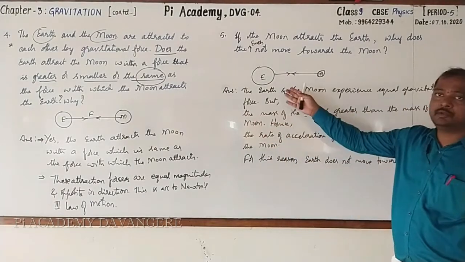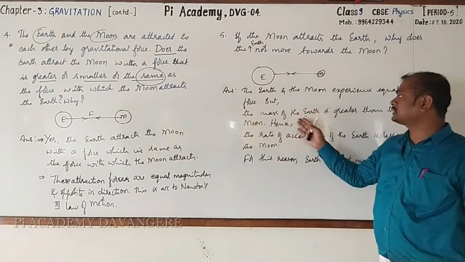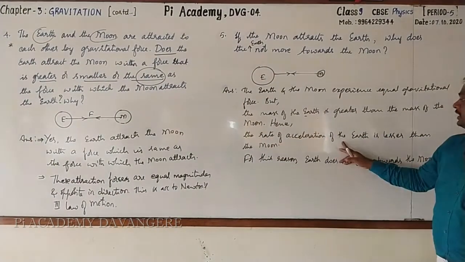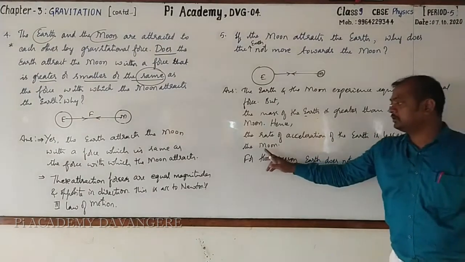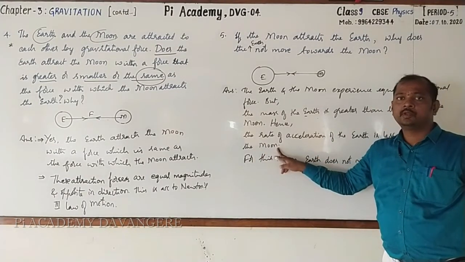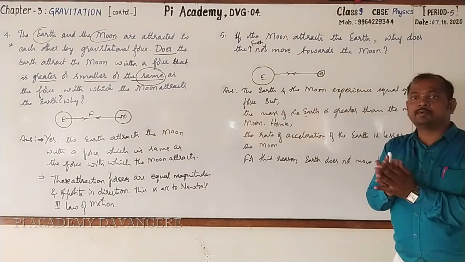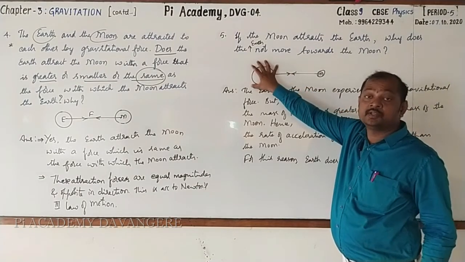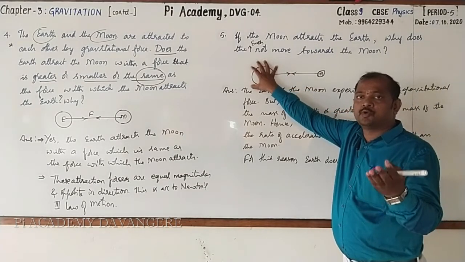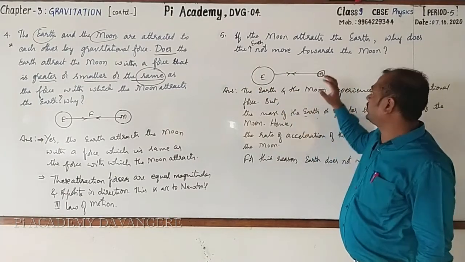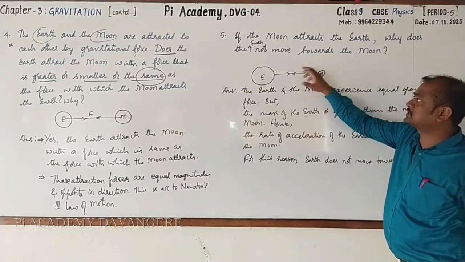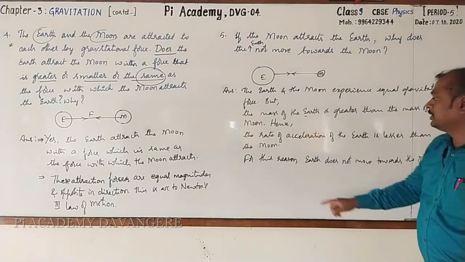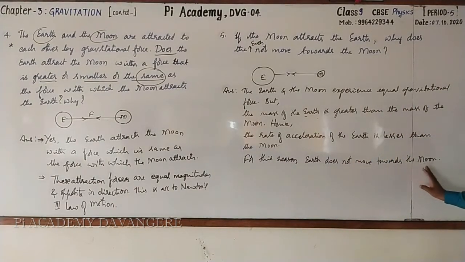But on comparing the mass of the earth and the moon, the mass of the earth is greater than the mass of the moon. Hence, the rate of acceleration of the earth is lesser than that of the moon. So, even though the same amount of force is exerted from both sides, as the mass of the earth is greater, it still needs more force for acceleration. Whereas the moon is not like that. Its mass is smaller than that of the earth, so its acceleration will be more. So for this reason, the earth does not move towards the moon.